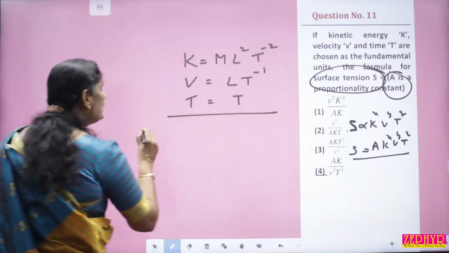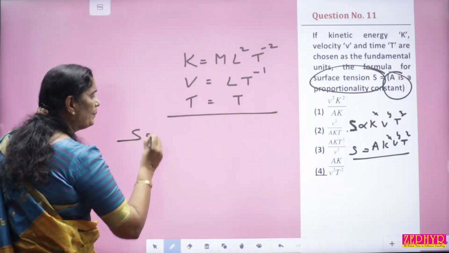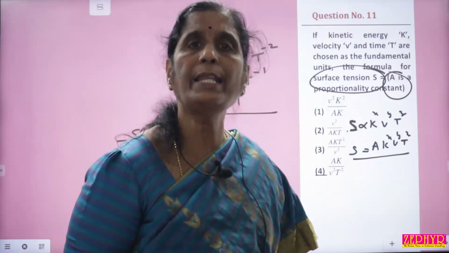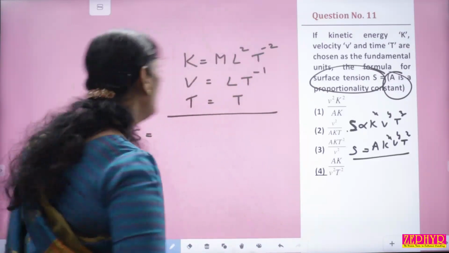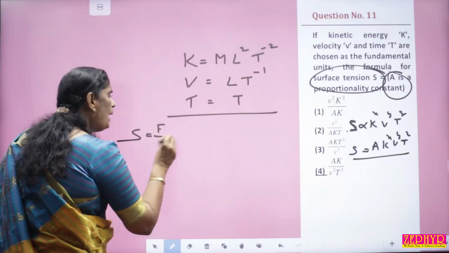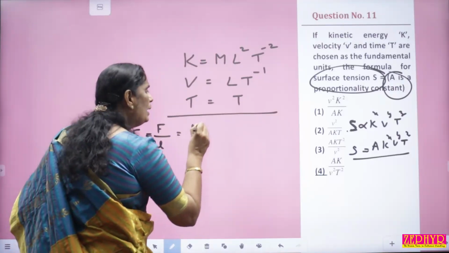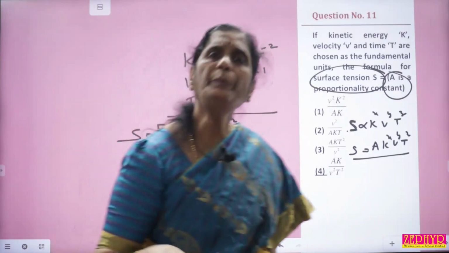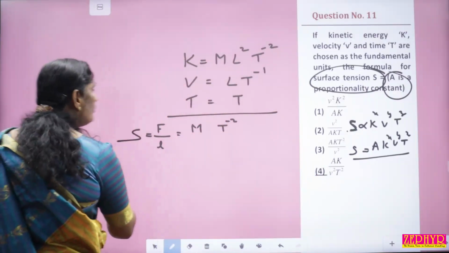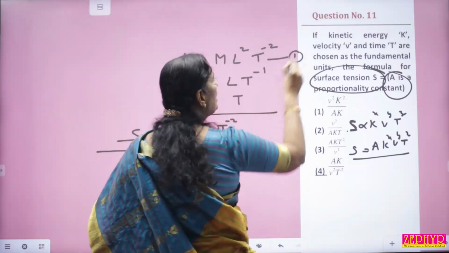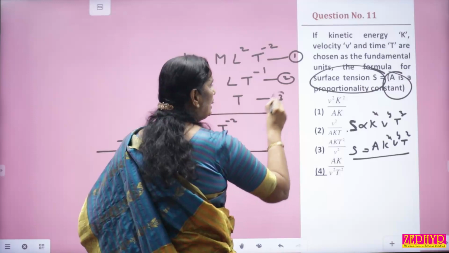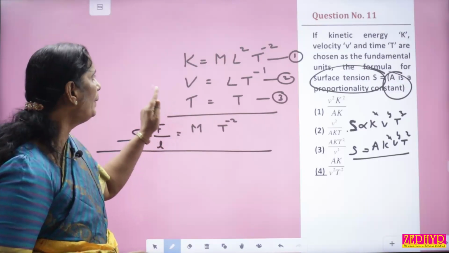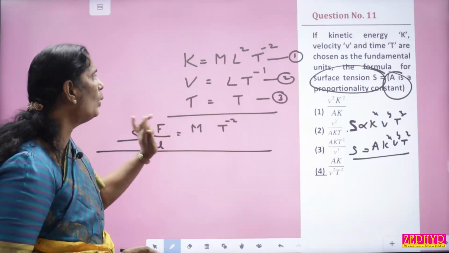Okay. So what do we want? Again, what do we want? We want S. S means surface tension. What is surface tension? Force per unit length. Tangential force acting on unit length of the film. So that will be F by L. The dimensional formula of F is M L T raised to minus 2, whole divided by L. So M T raised to minus 2 is the dimensional formula for S. Now call these the first equation, second equation, third equation. Now what do we do? I want S in terms of K, V and T only.